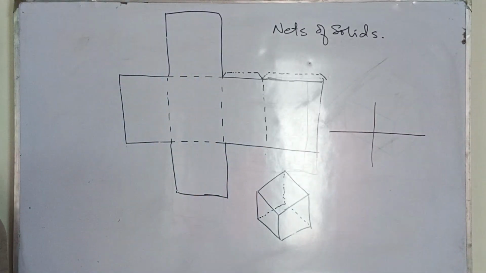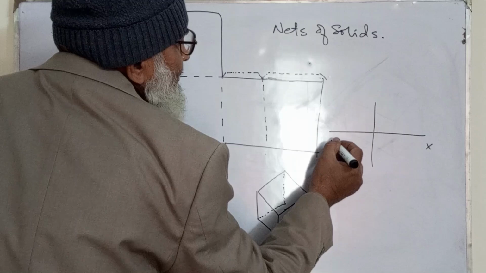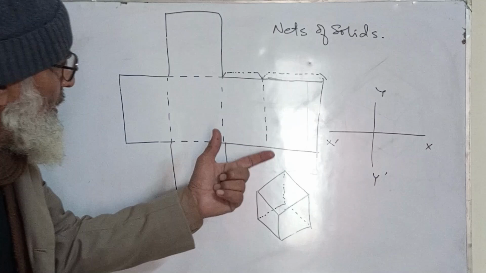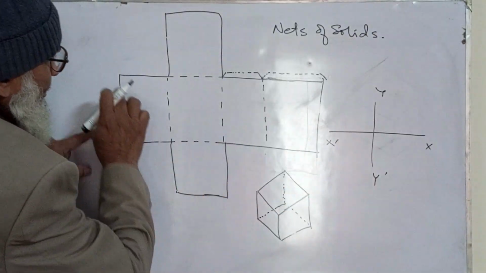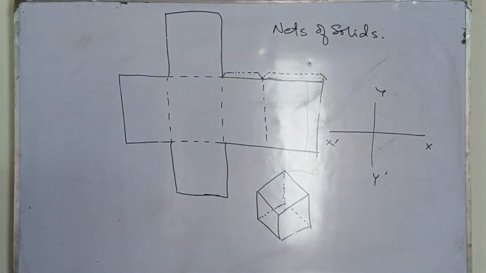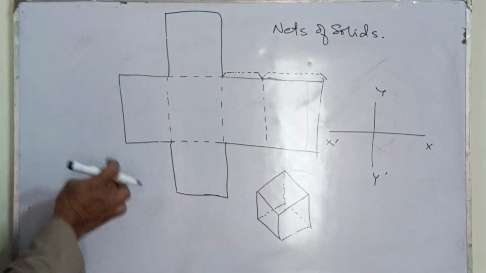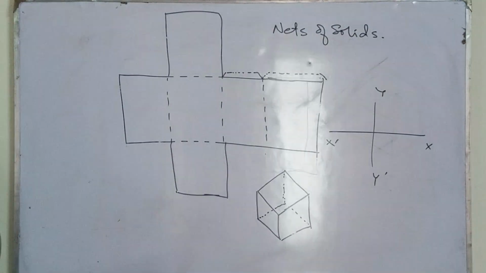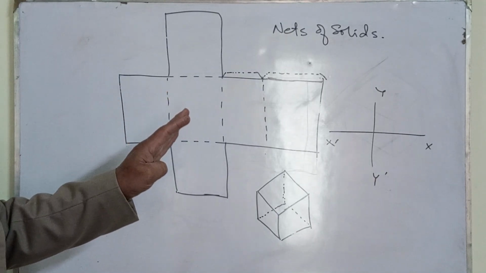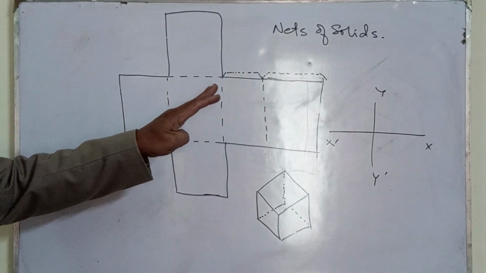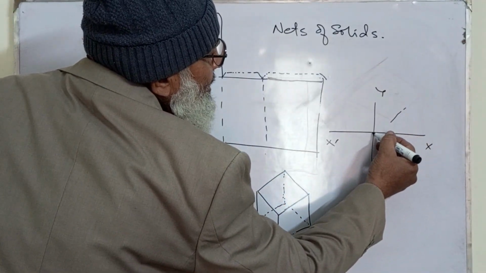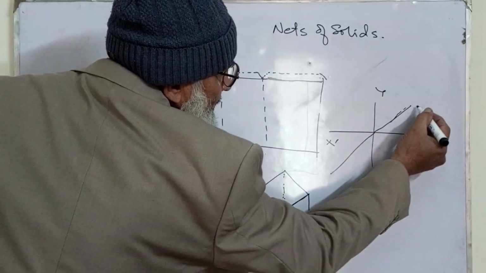Now these are the two axes, which are x and x dash, y and y dash. These are all x-axis, and these are all y-axis. There is no other axis on the single plane. But I can draw a third axis which is called the z-axis.